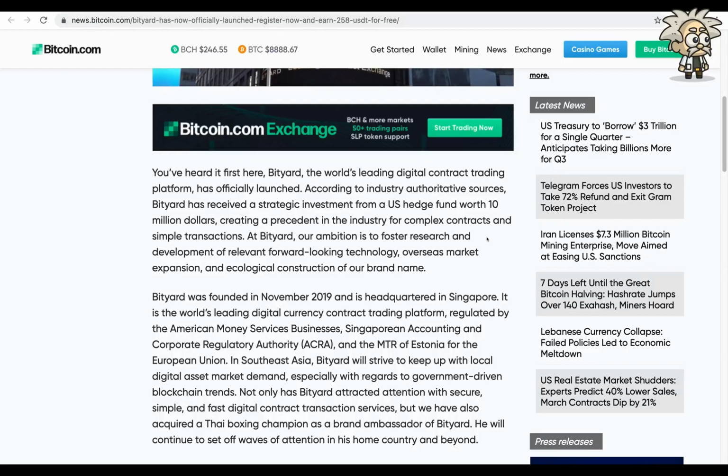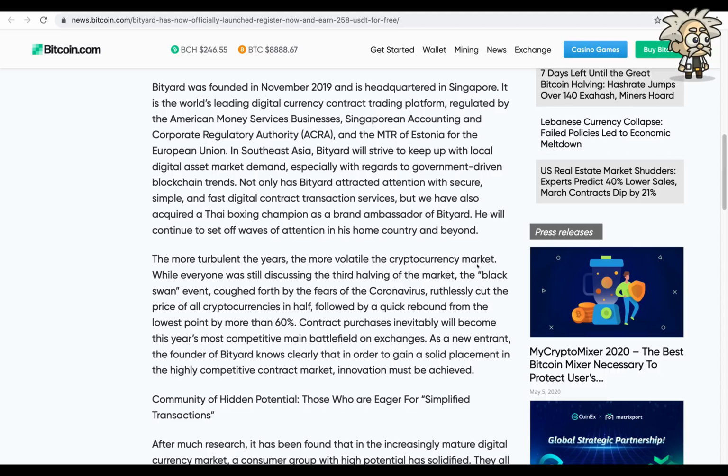At Bityard, our ambition is to foster research and development of relevant forward-looking technology, overseas market expansion, and ecological construction of our brand name. Bityard was founded in November of 2019, and it's headquartered in Singapore. It is the world's leading digital currency contract trading platform regulated by the American Money Services Business, Singaporean Accounting and Corporate Regulatory Authority, and the MTR of Estonia for the European Union.